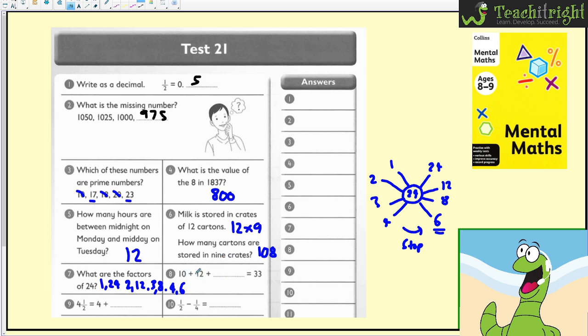Number 8, well, 10 plus 12 is going to be 22, and 22 plus something gets us to 33. Well, that plus something is going to be an 11.